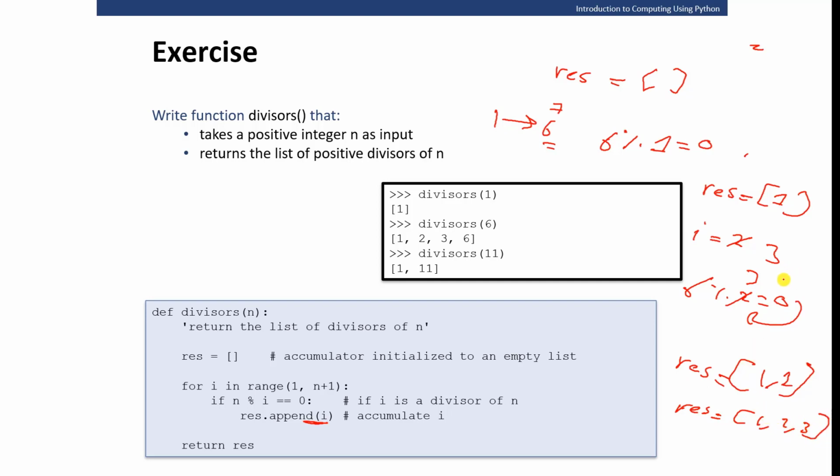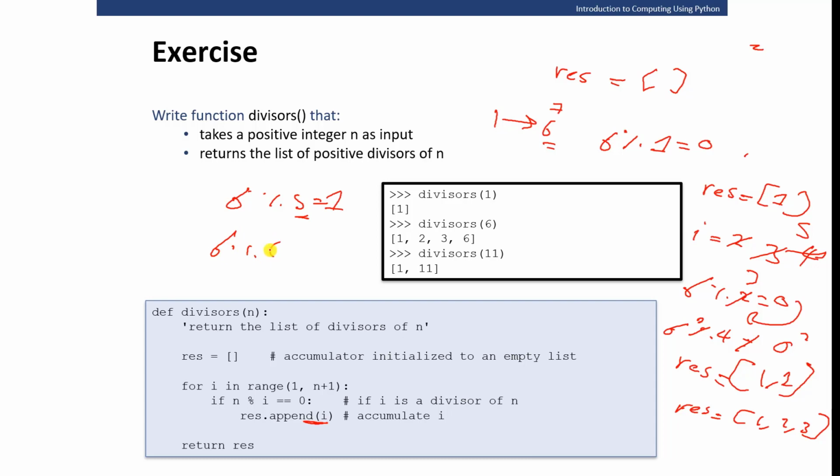Then I'm going to check 4. Apparently 6 mod 4 is equal to what, guys? It is not equal to 0, because it's going to equal 2. Therefore I'm going to skip number 4. Then 5: 6 mod 5 is equal to 1, that means it's not equal to 0, so I'm not going to append 5 as well.